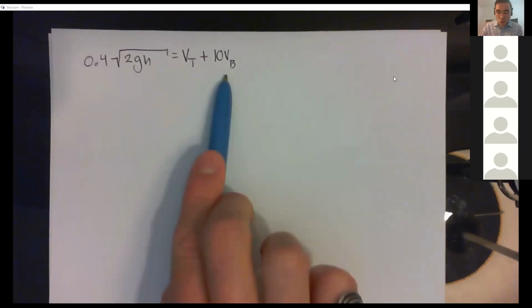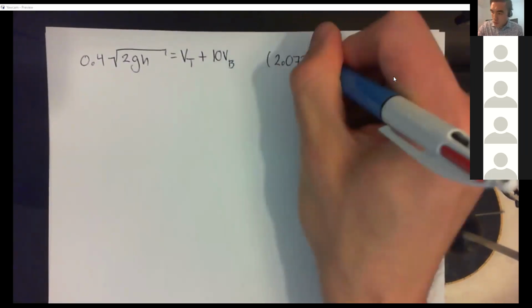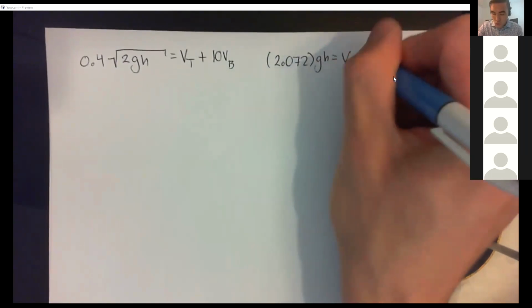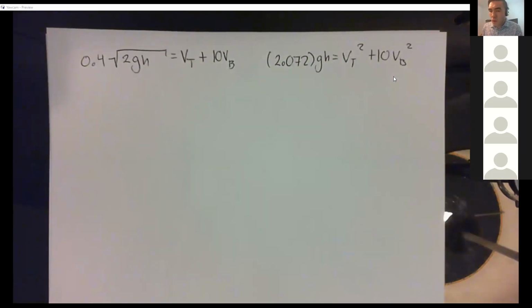So here's my momentum equation, and then here's my energy equation. Wacky decimal. 2.072 GH is equal to VT squared plus 10 VB squared. Now, if I want VT, what variable am I going to substitute across? Think back to algebra. If you're solving for x and y, how do you solve for x? What do you substitute across? If you want x, you substitute across y, and if you want y, you substitute across x.